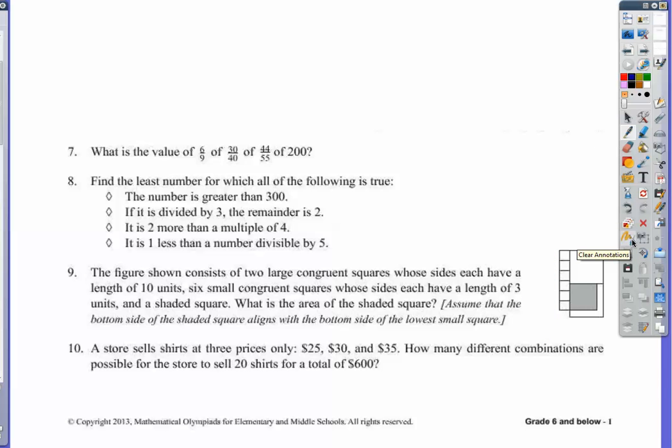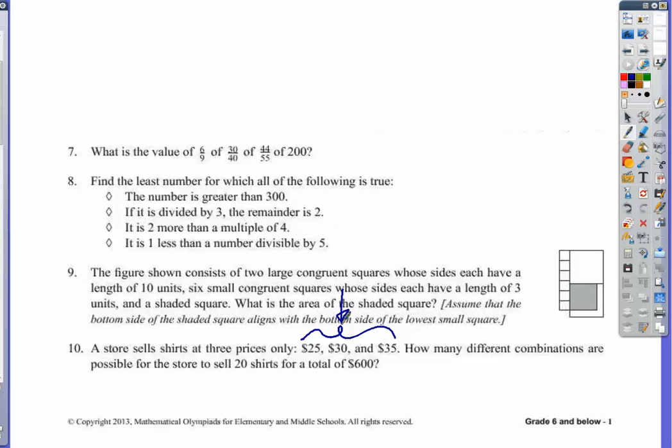Last one. A store sells shirts at 3 prices only, 25, 30, and 35. Before I go any further, I noticed something about that. What do you notice about these three numbers? And these competitions are all about making quick connections. Well, I notice that 25, 30, and 35, they're all an average of 30, because 25 is 5 less than 30, 35 is 5 more than 30. So how many different combinations is it possible for the store to sell 20 shirts for a total of $600? Well, let's do the first question.